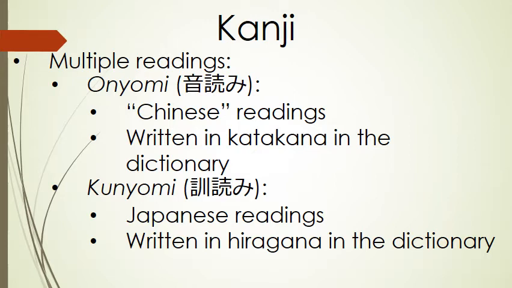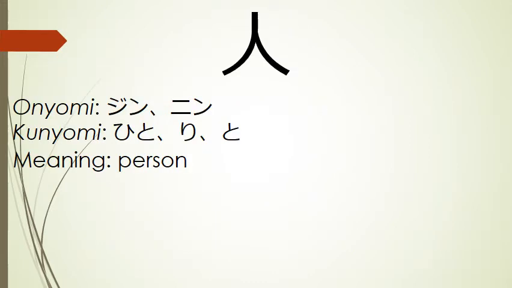The other group of readings are called the kunyomi. These are the Japanese readings, and what that means is that these readings of the kanji are unique to Japanese. These readings of the kanji do not exist in the Chinese language at all. Generally, in the dictionary, these are written in hiragana. So let's go ahead and get started.